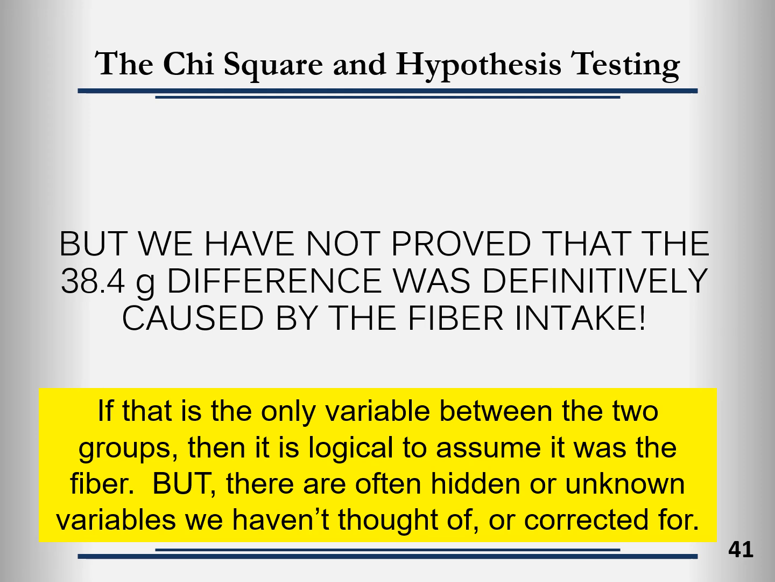And so there could be hidden variables. There could be variables that haven't been discovered yet. It's possible we didn't even think of all of the ones that do exist, and we didn't design the experiment well. So just getting this significant value does not mean we've proved it was the fiber. We have just proved there's an actual difference.